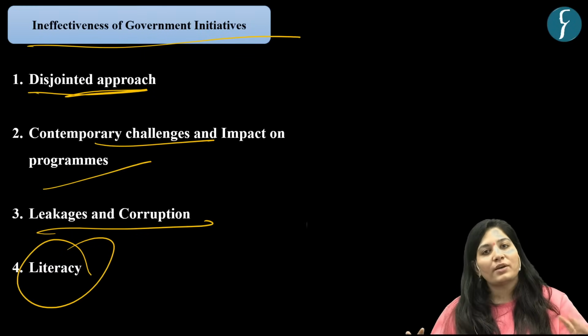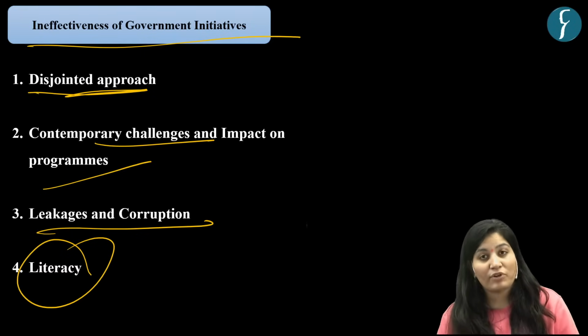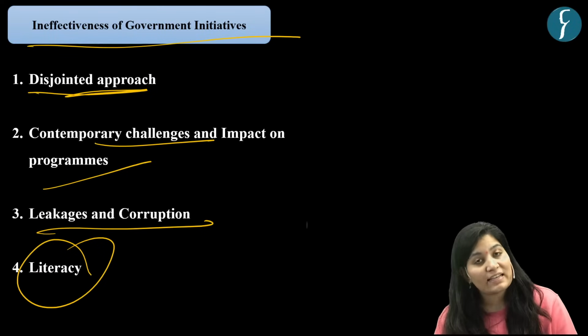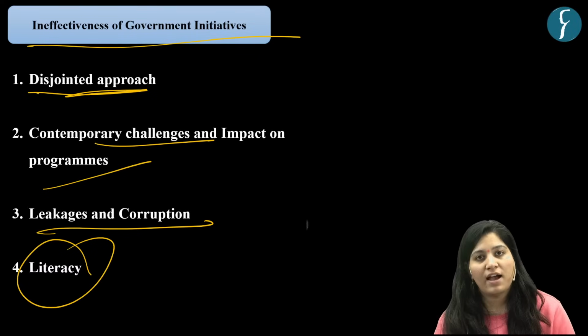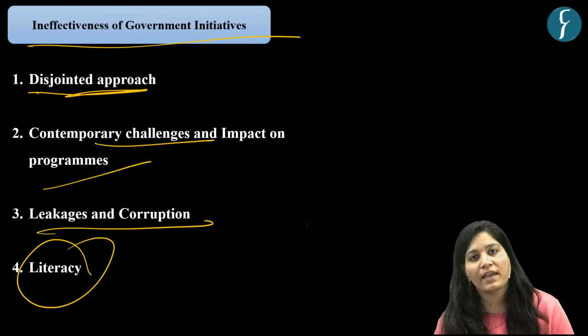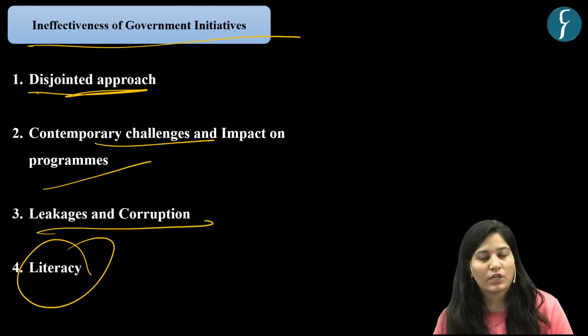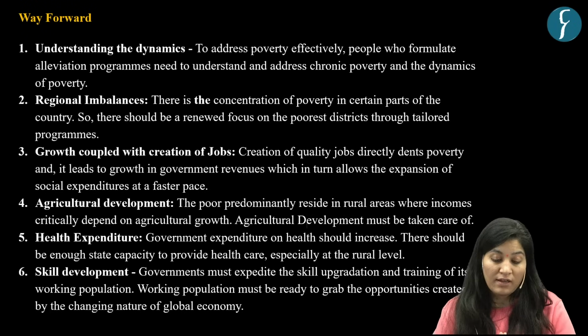So disjointed approach, there is no collaborative effort, then contemporary challenges somewhere leave a negative mark, then leakages and corruption, intended beneficiaries are not getting the benefits, and influential individuals are siphoning off the money. Then of course literacy, a huge digital divide is there, a huge financial divide is there. So what should be done? Our solution revolves around our problems.